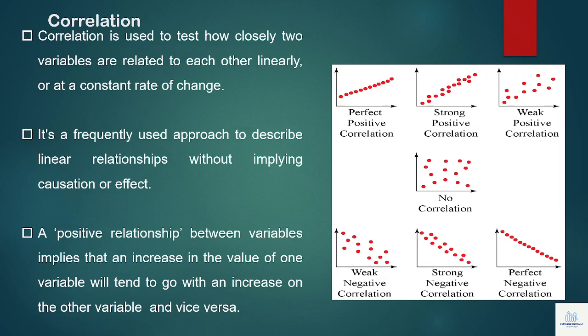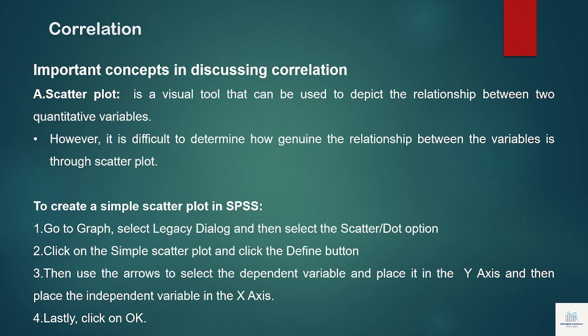Now, a positive relationship between variables implies that an increase in the value of one variable will tend to go with an increase in the other variable, and that's vice versa too. So if you say two variables are positively related, it simply means one increases, the other increases, or one reduces, the other reduces. That's a positive relationship.